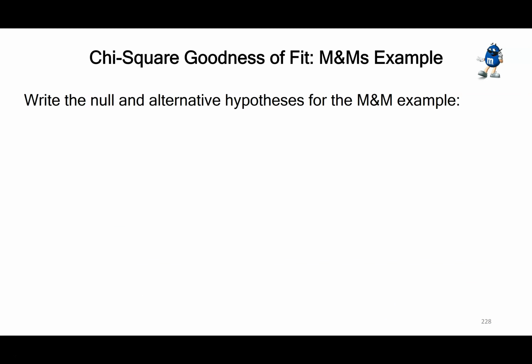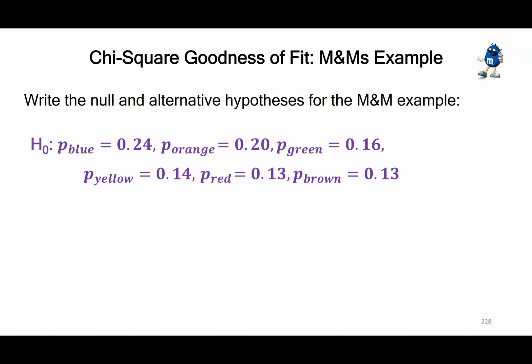So for our M&M example, write the null and alternative hypotheses. Note we have 6 categories or 6 colors: red, orange, yellow, green, blue, and brown. So we're going to need a P equals for all 6 of those. My null: P blue is 0.24, P orange is 0.20, and so on. I'm going to include all 6 colors and all these values. This is that claim from Mars, Inc.